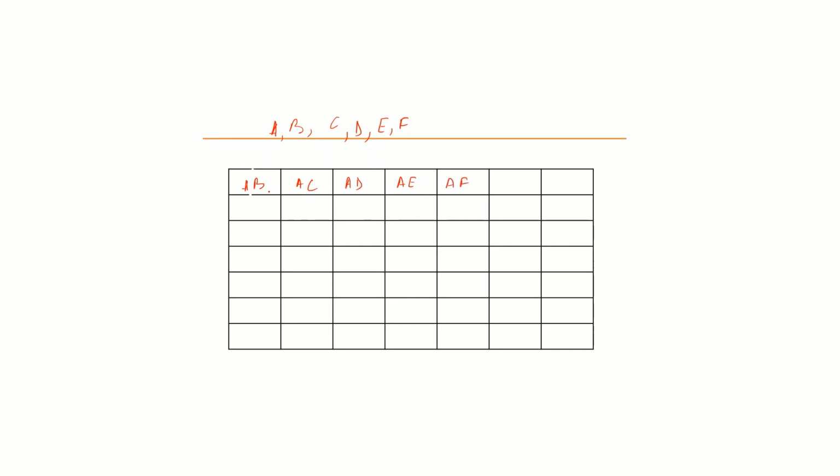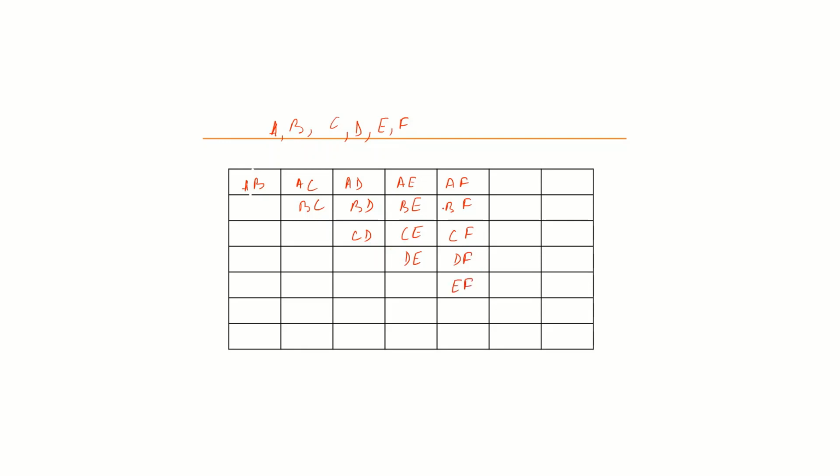Now, since A has played against B, B playing against A does not make sense. So the next matches that will be played are BC, BD, BE, BF. Similarly, C is not going to play against B. You'll have CD, CE, CF. Similarly, C and D have played, so DC does not make sense. We have DE, DF. And ultimately, ED does not make sense. We'll have E and F.